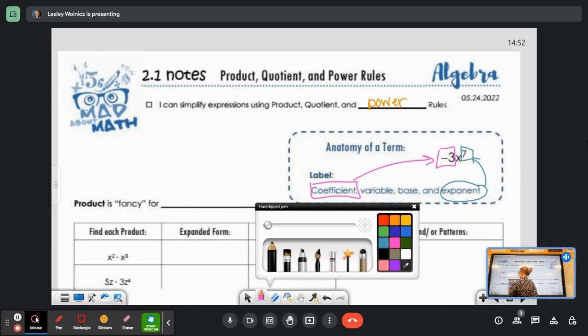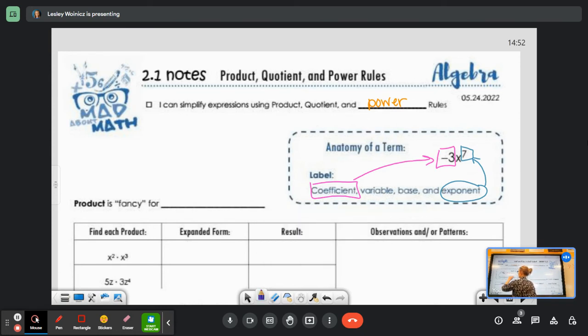All right, the variable is what? Yeah, it's the x. Okay, now this is one you might not know. You might know it. The base is whatever is being raised to the power. So in this case, is the base the x or is the base the negative 3x? Yes, you're right. It's just the x. So the base is just the x.